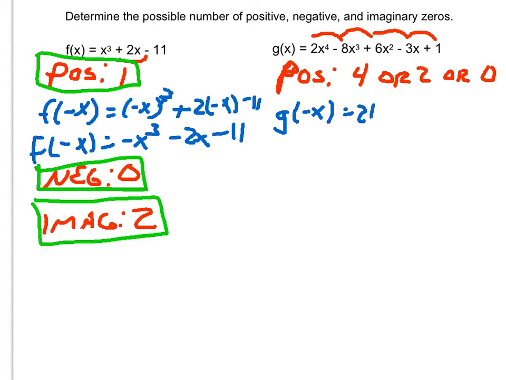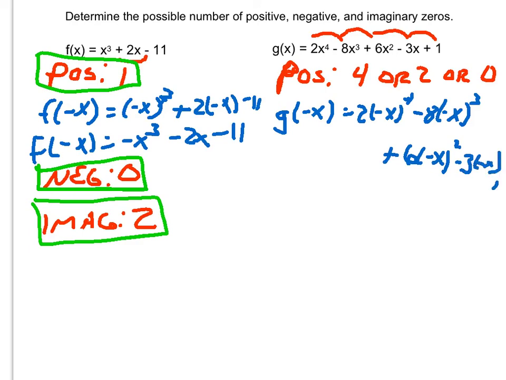So we have 2 times negative x to the 4th minus 8 times negative x cubed plus 6 times negative x squared minus 3 times negative x plus 1. So now we got to take a look at all those sign changes for g of negative x. We need to do the math on that. So negative x to the 4th becomes positive x to the 4th, so we'll have 2x to the 4th. Negative x to the 3rd is still negative x to the 3rd, but then it's multiplied by negative 8, so it's going to be positive 8x to the 3rd.